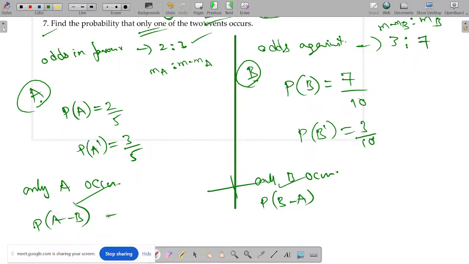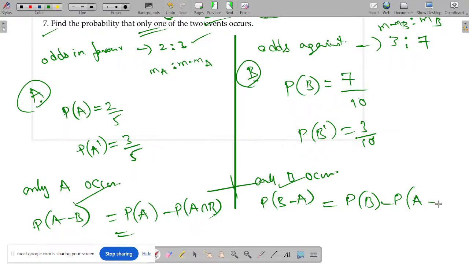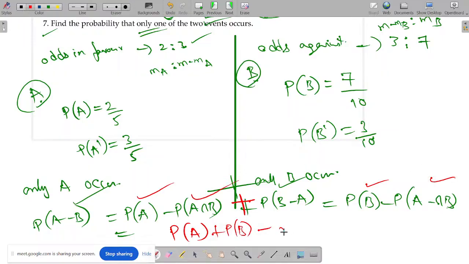Okay, so how do you find this one? P of A minus B is P of A minus P of A intersection B. And this one is P of B minus P of A intersection B. Actually, since they are adding both, they would have grouped them. So when grouping, anyway I'm going to add this one, right? So P of A plus P of B minus 2 times of A intersection B.